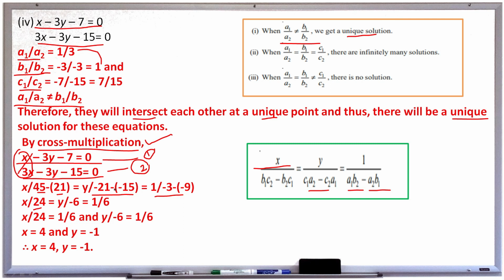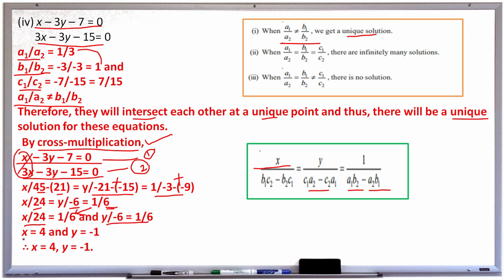By simplifying, 25 minus 21, it will get 24. Minus 21, minus into minus, it will become plus. So minus 21 plus 25 will make minus 6, which is equal to, here minus 3 minus of minus will become plus. So minus 3 plus 9 will become plus 6. So simplifying, you will get x by 24 is equal to 1 by 6, and y by minus 6 is equal to 1 by 6.